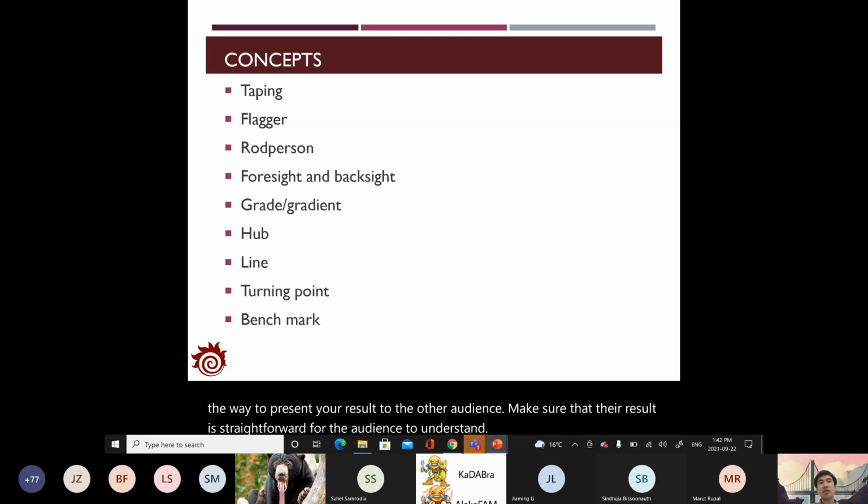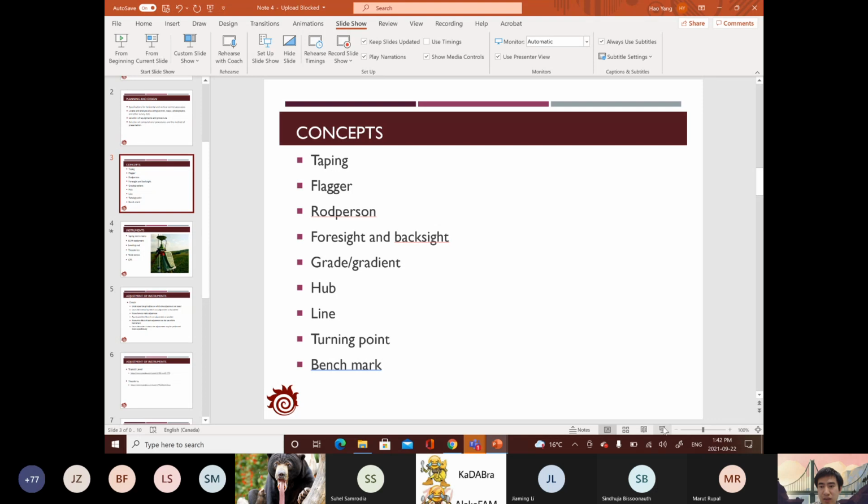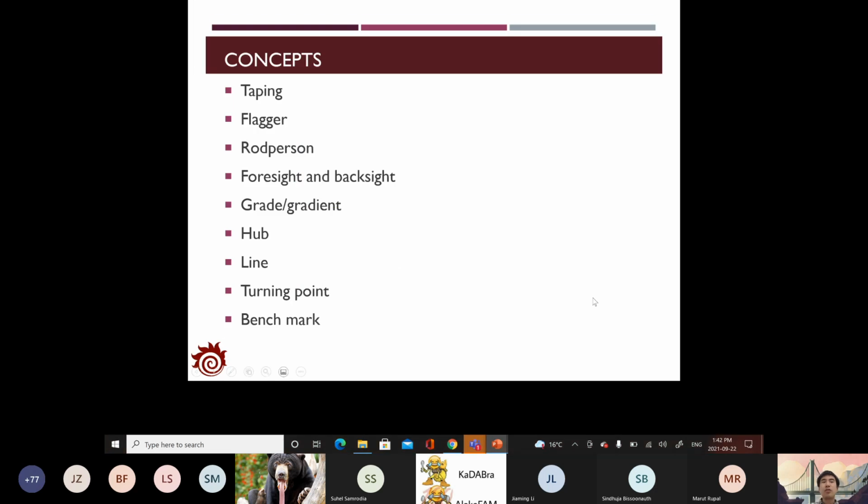There are some concepts that we went through quickly last time. If you go back and check these concepts again, you will have a better understanding, especially after you complete your first lab experiment. For example, in the first experiment, we are working on taping to measure the horizontal distance. Taping is the way for you to measure distance with tapes.